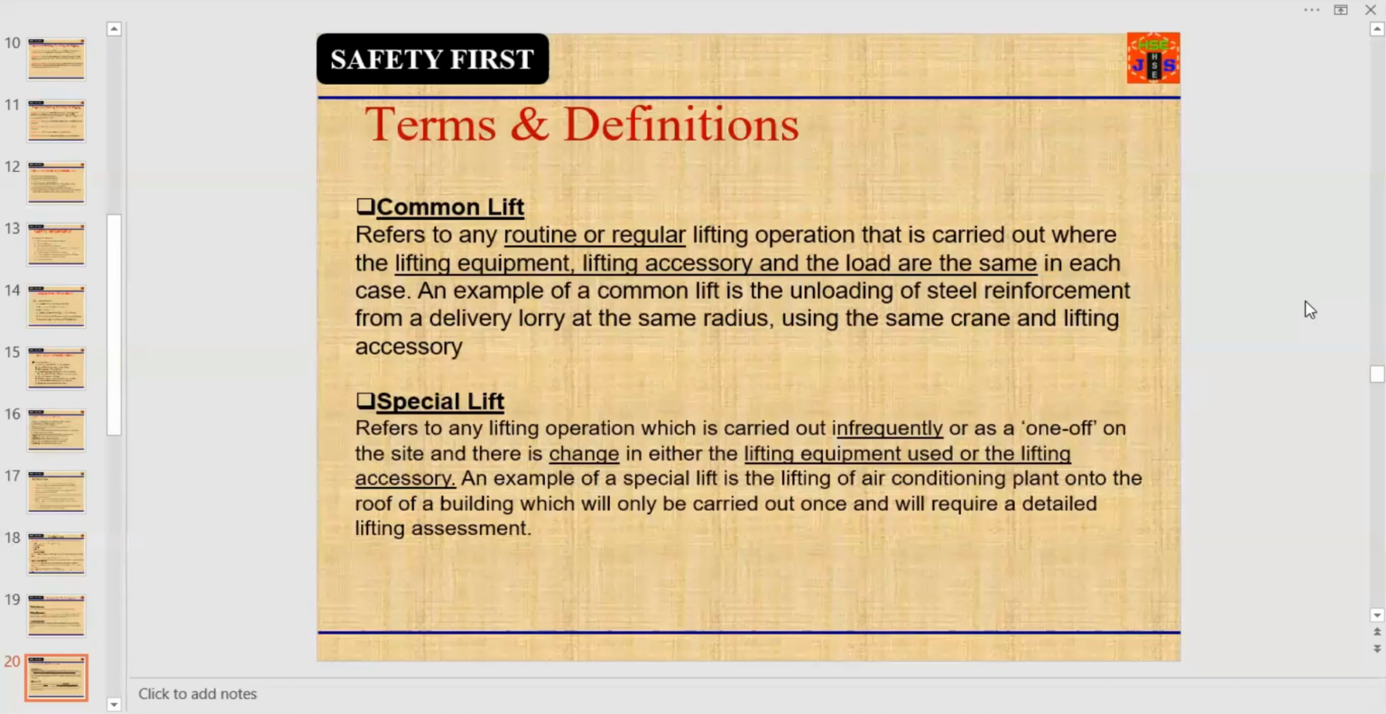What do you understand by special lift? Special lift refers to any lifting operation which is carried out infrequently or as a one-off on the site, and there is change in either the lifting equipment used or the lifting accessories. An example of the special lift is the lifting of air conditioning plant onto the roof of a building, which will only be carried out once and will require a detailed lifting assessment or lifting plan.